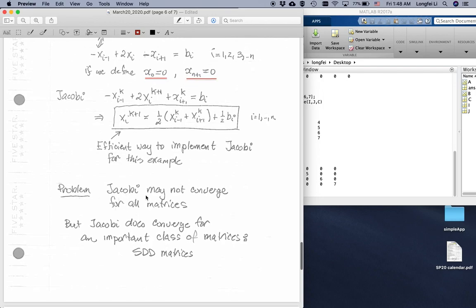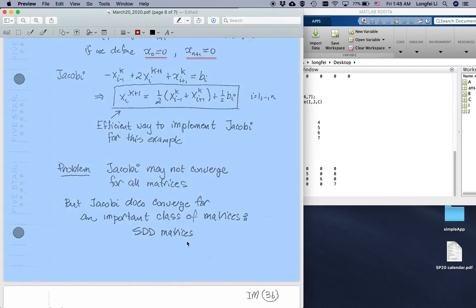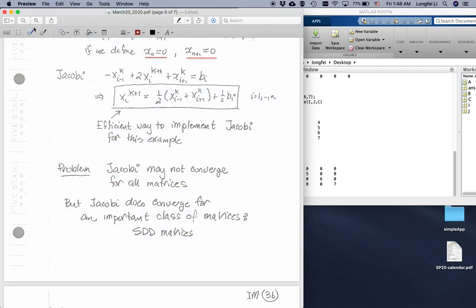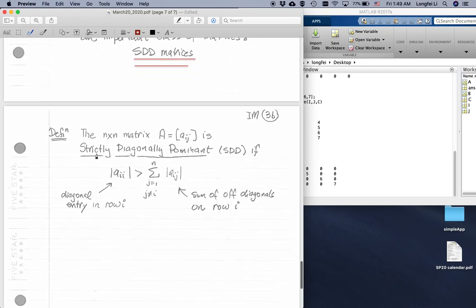Jacobi may not converge for all matrices. In the next lecture, I will tell you under what circumstances Jacobi iteration will converge. But Jacobi does converge for an important class of matrix called the SDD matrix. So what is an SDD matrix? Here I just give you the definition. The SDD matrix is the strictly diagonally dominant matrix.